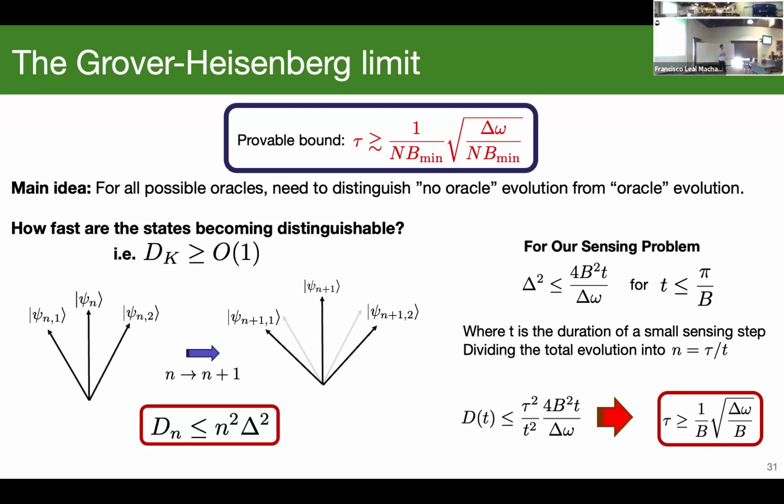This is just from the ability of distinguishing these states. These are all in terms of B. You can put back the Heisenberg factors by changing B. You get exactly this scaling.